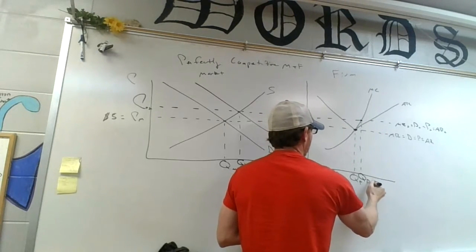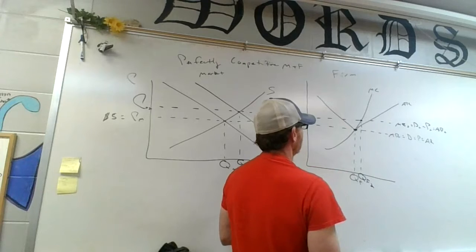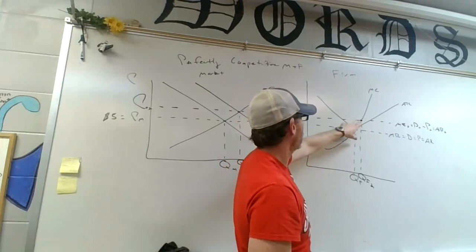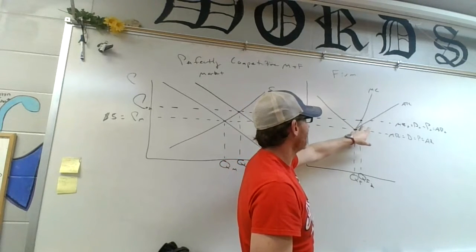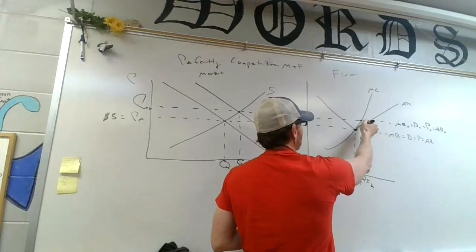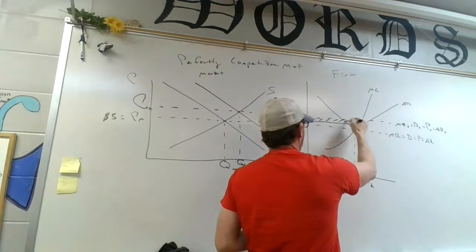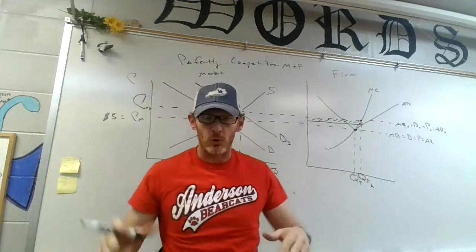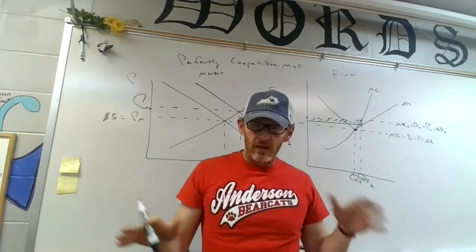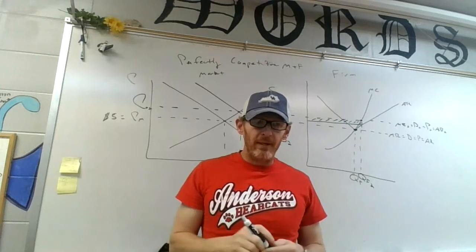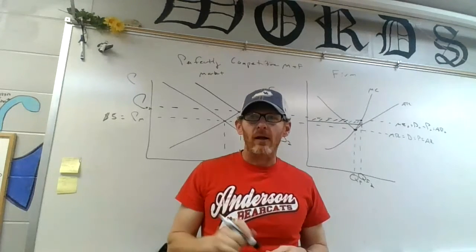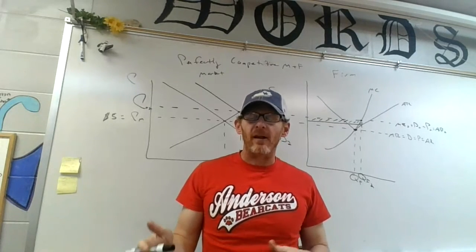So this would be our second firm, and you can see here is where our price is. Here is where the ATC curve is hitting the quantity, right? So all of a sudden our firm is making a profit. It's making a short-term profit, assuming that it's a constant cost industry.